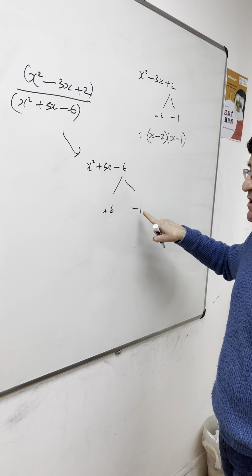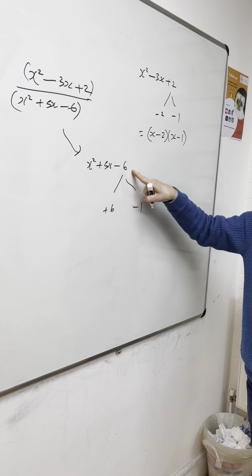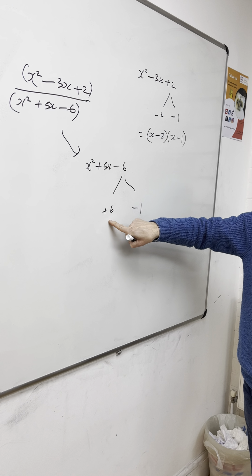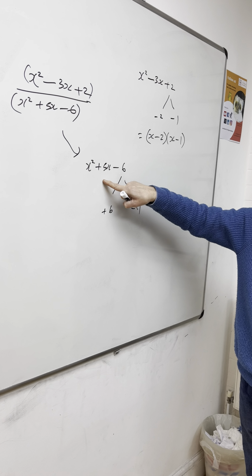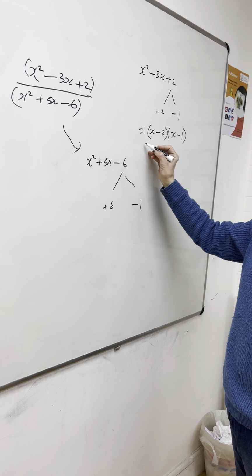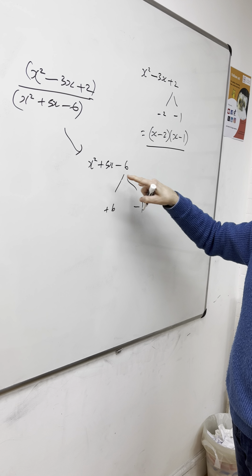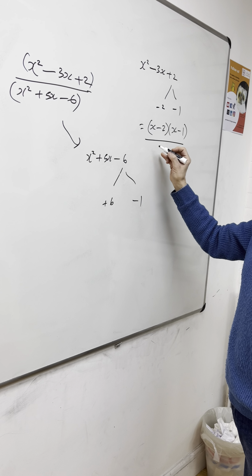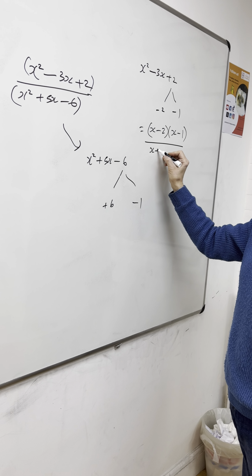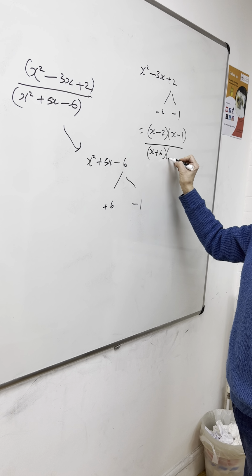So it's plus 6 and minus 1. Multiplied together, you get minus 6. And if you add plus 6 to minus 1, you get plus 5. So we write the factors of this quadratic underneath: x plus 6 and x minus 1.